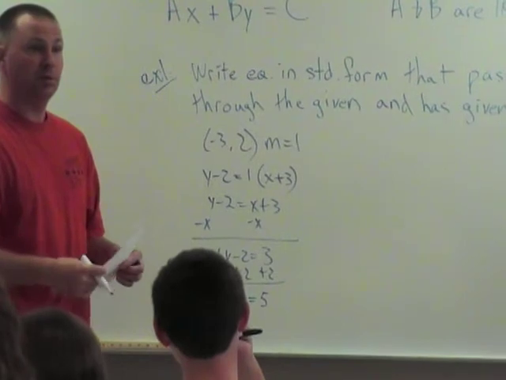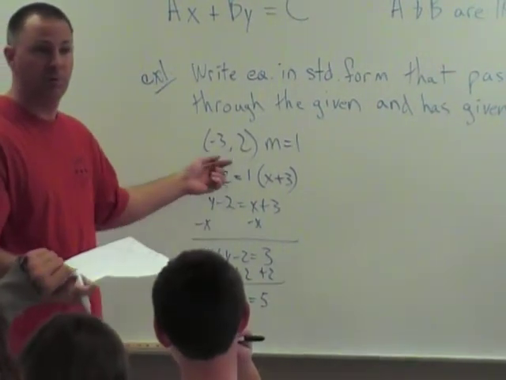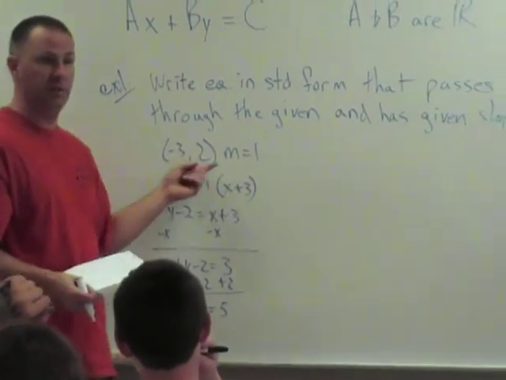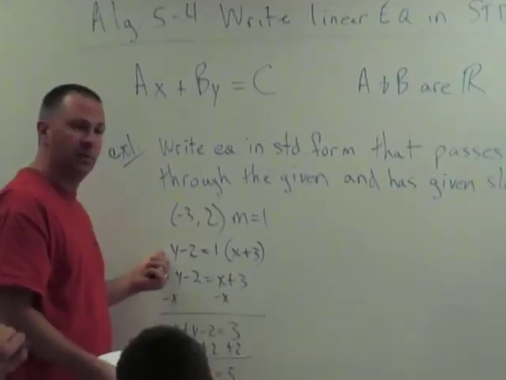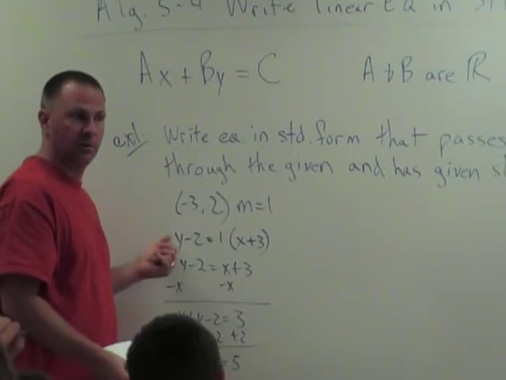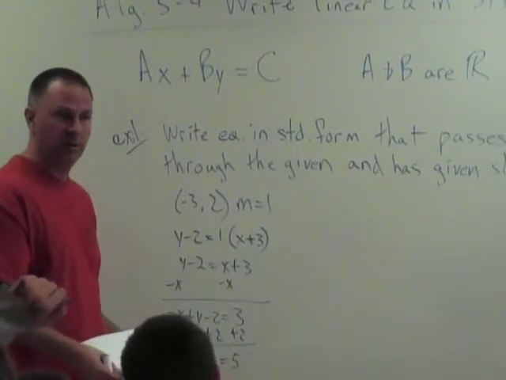Now you can put it in slope-intercept form, but before you put it in slope-intercept form, you're going to have to find b, because you don't have the intercept up here. So you have to do a lot of work. So that's why putting it in point-slope form is a little bit faster in this case.